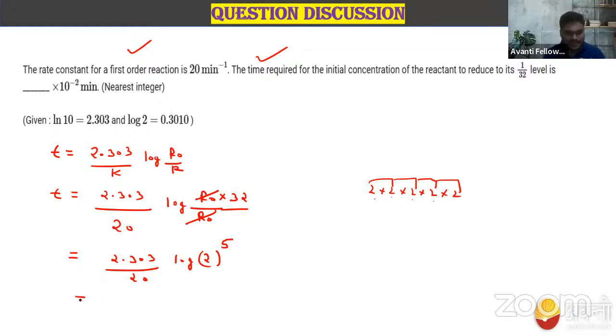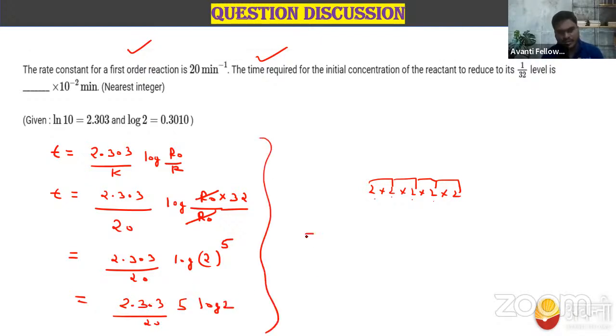Things are the same. Now this will become 2.303 over 20. You know the property of log. This becomes 5 log 2. So just put the value: 2.303 divided by 20 into 5, and the log 2 value is 0.301.